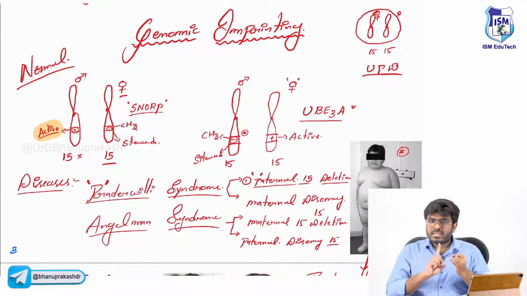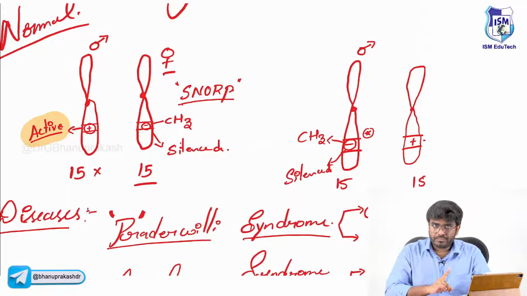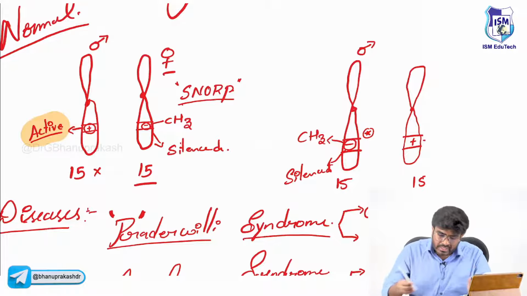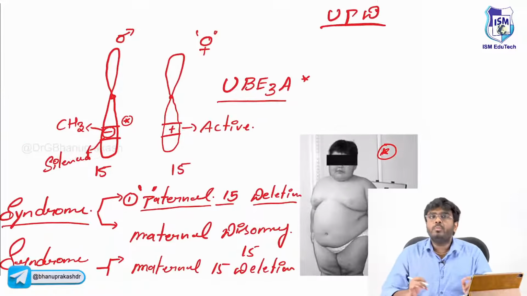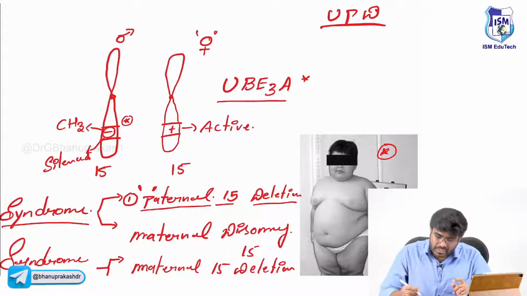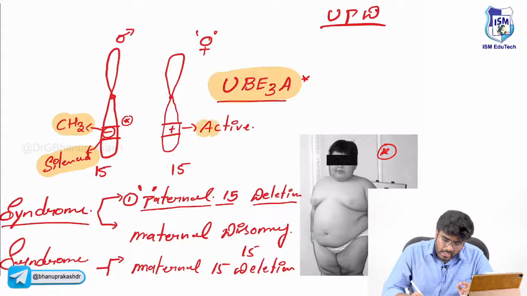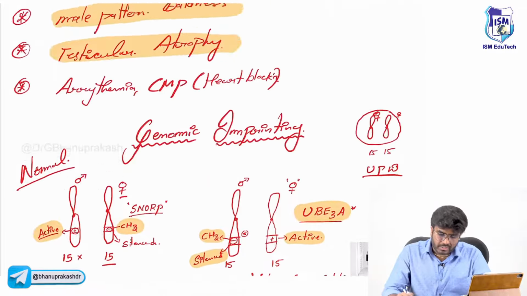So just a recap, sir. The SNRP genes are active in the father; there is maternal silencing. And how is silencing done? MCQ: silencing is done by methylation. The UBE3A genes are silenced in the father by methylation, and UBE3A genes are active only in the mother. So this is done, sir. We have also completed the topic of genomic imprinting, and with that the important non-Mendelian inheritance disorders are completed.